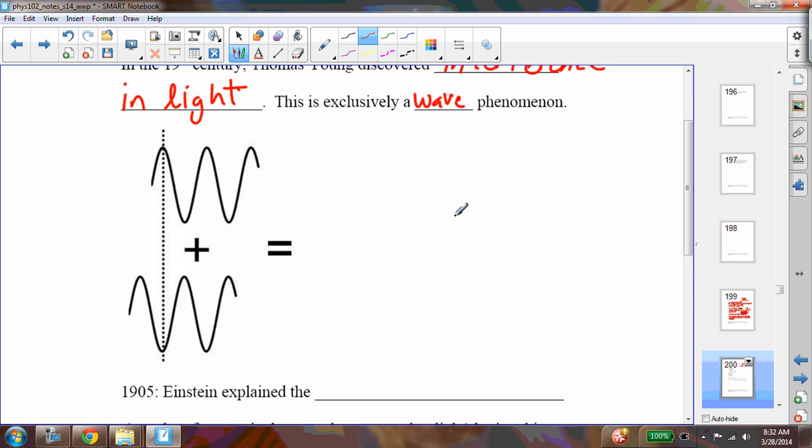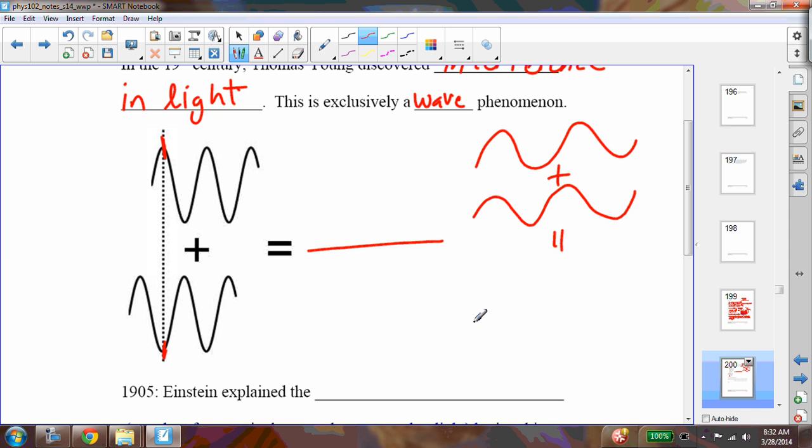Basically, what happens is if you have two waves that line up in this way, that is, the peak of one lines up with the trough of the other, they cancel one another out. Or if I get two waves that line up like this, we call this in phase. If these two add together, I get a wave that is bigger in amplitude. So this was purely a wave phenomenon. So for a long time, Thomas Young thought that light was a wave.